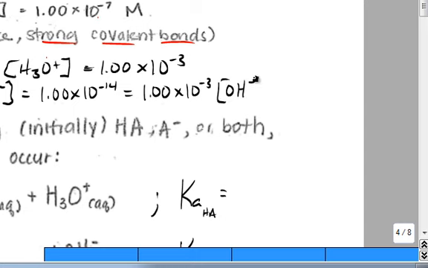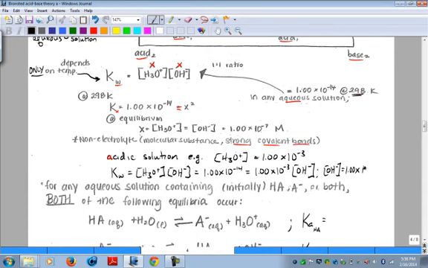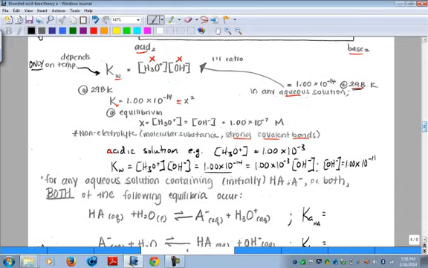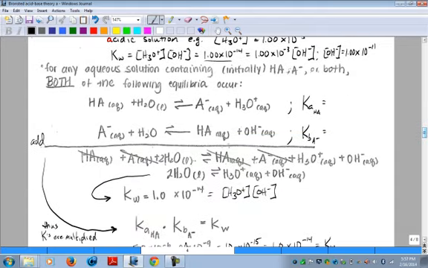Again, that's at equilibrium, and that would yield a concentration of hydroxide anion of 10 to the minus 11. 1.00 times 10 to the minus 11 times 1.00 times 10 to the minus 3 gives you the Kw of water, 1.00 times 10 to the minus 14. So basically, the greater the concentration of the hydronium cation in aqueous solution, the lower the concentration of hydroxide anion in that same solution, and vice versa.